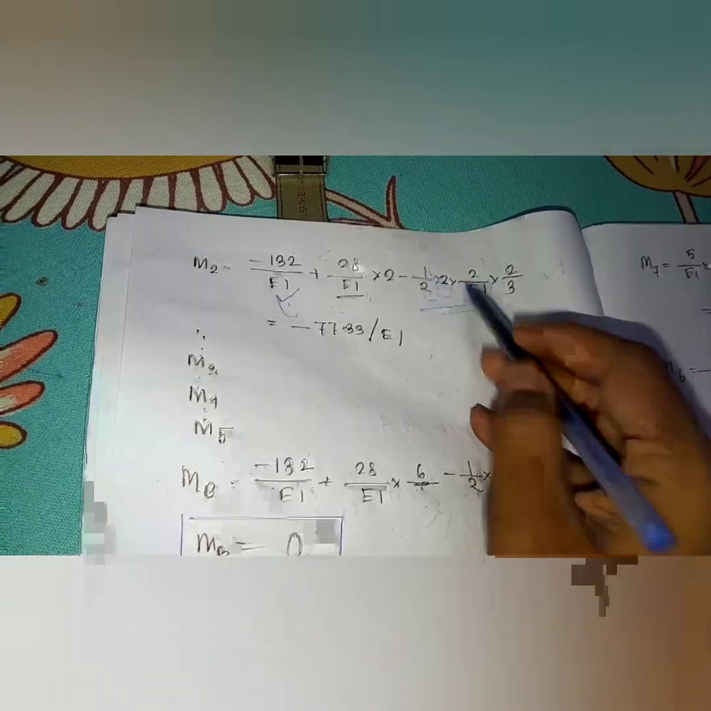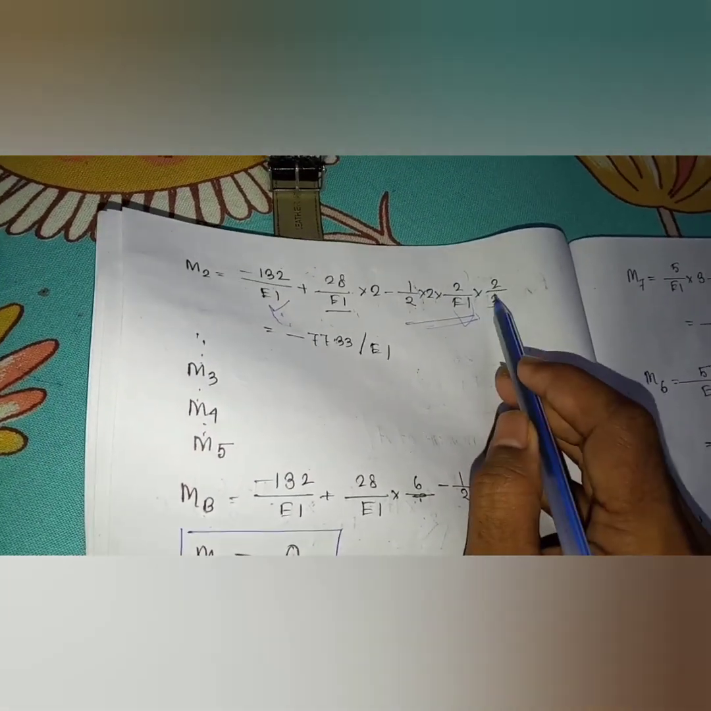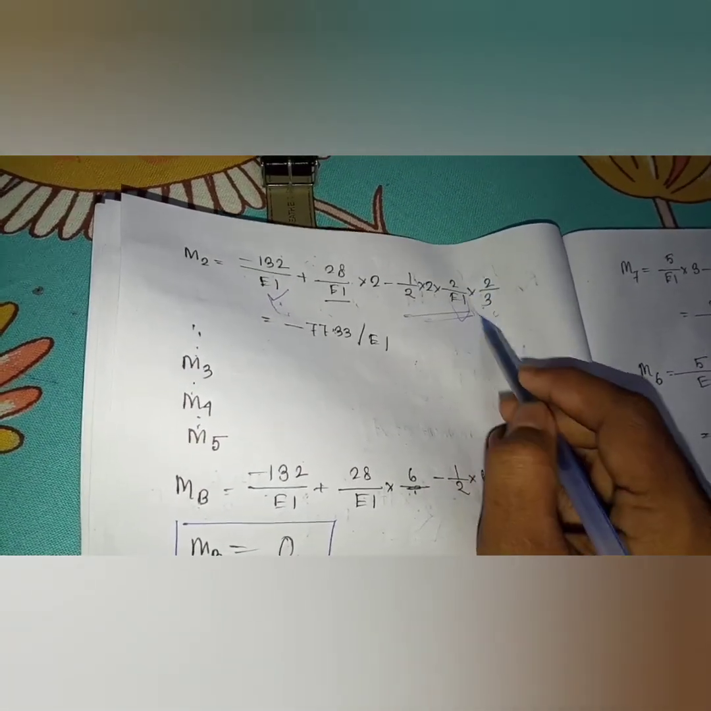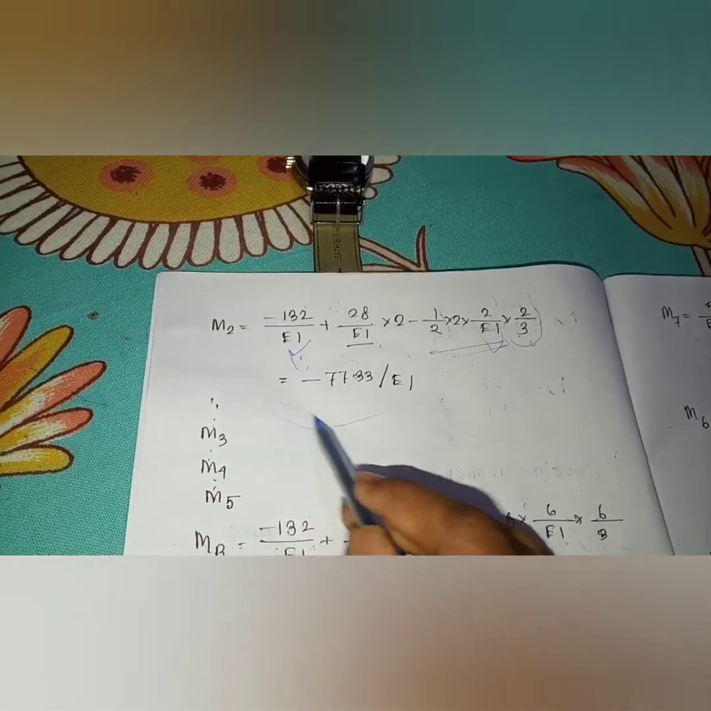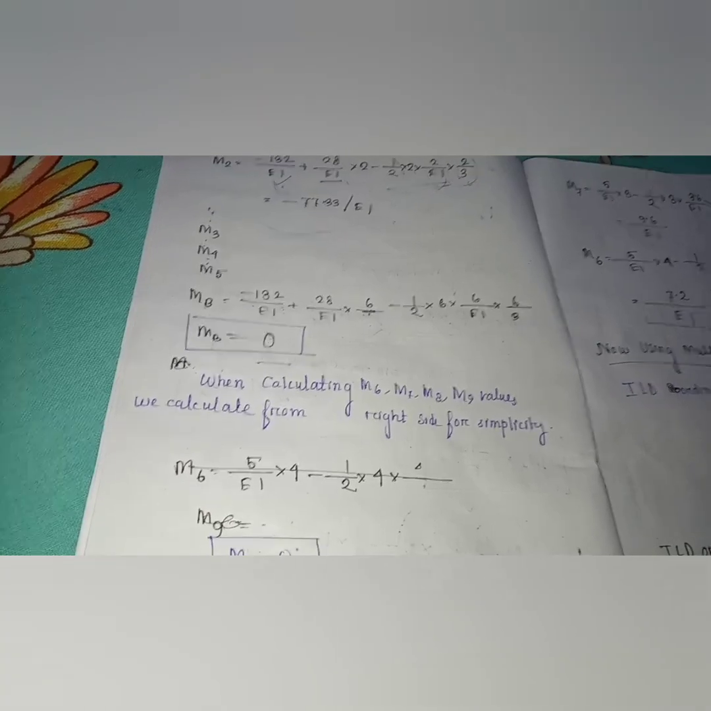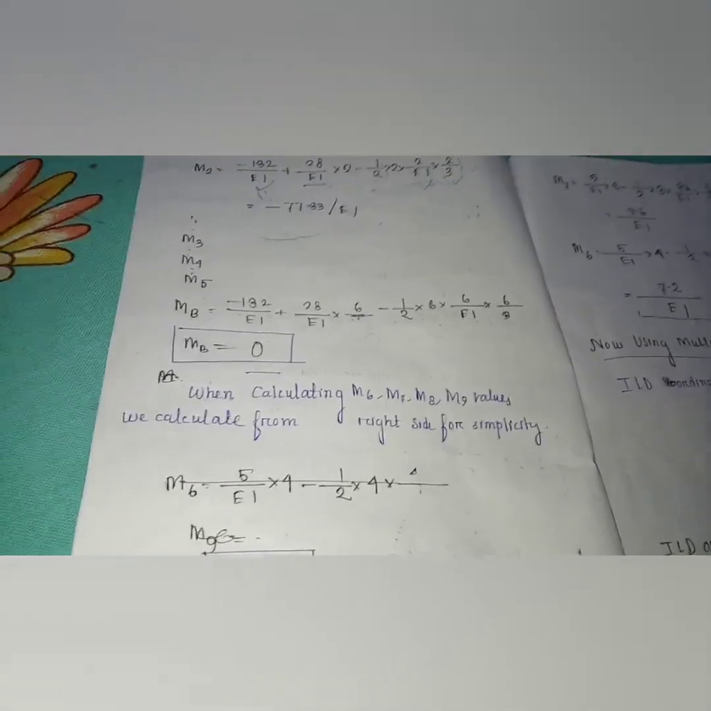Half into 2 into 2 by EI and 1/3 of B. And the 1/3 of 2, now B is 2, right? Base is 2. So from there its value came minus 77.30. Why am I finding these values? Because I have to divide these values by MA to find the reaction force.